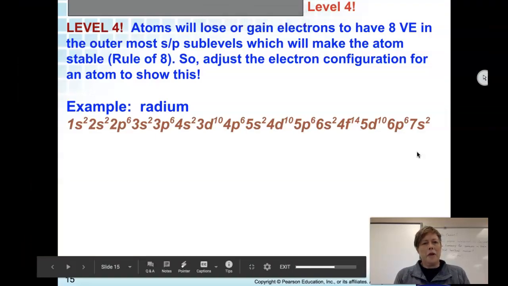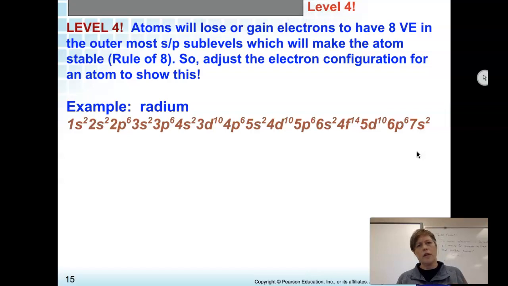Let's have a look at level 4. It's a good idea for you to know this. You're going to have to know it at some point anyway, so why not get some extra credit on this unit? Level 4 is talking about atoms and how they want to lose or gain electrons to have 8 valence electrons in the outermost sp sublevels, which will make the atom stable. It's called the rule of 8. s2p6 makes them happy, it makes them stable. The word happy is just to give you a different feeling about it. We prefer the word stable. So what we're going to do is adjust the electron configuration for an atom to show how stability has been acquired.